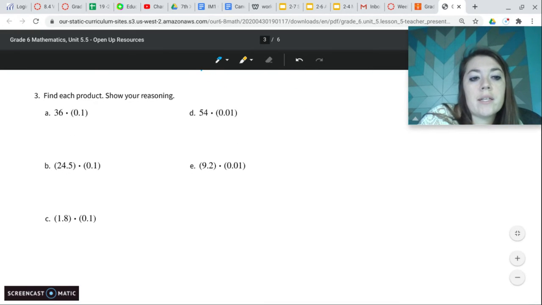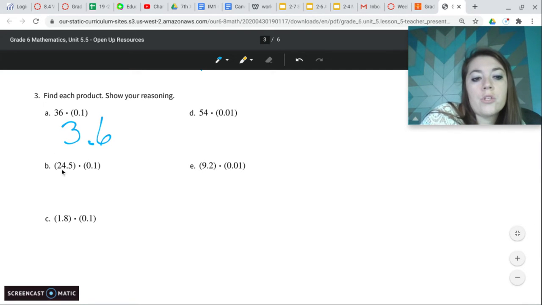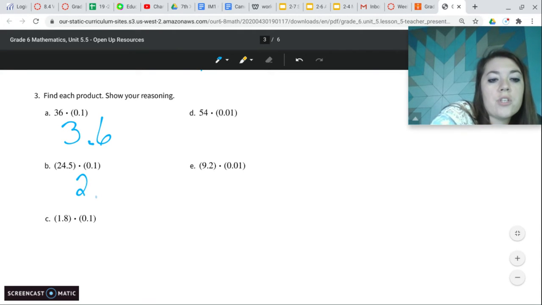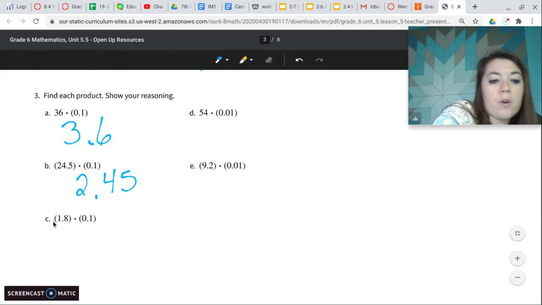Find each product. So 36 times 1/10. We move the decimal once, so we get 3.6. 24.5 times 1/10. So we already have a decimal in the first one, but we're still going to move it one more to the left to get 2.45. 1.8 times 1/10. Once again, there's already a decimal, but we still move it one more to the left, so 0.18.